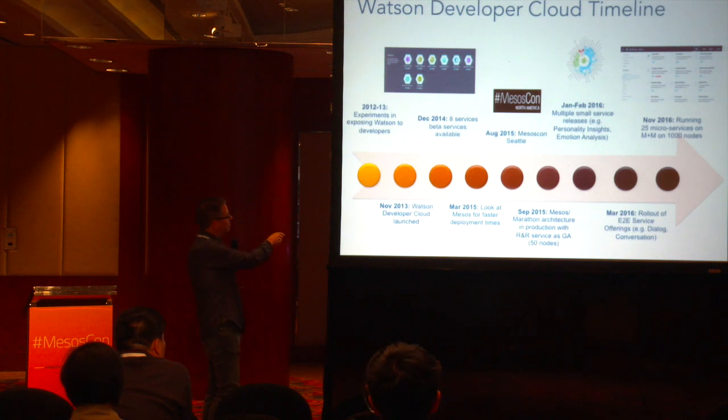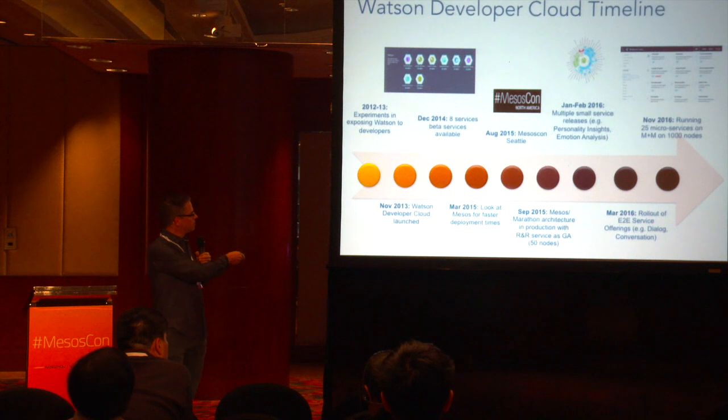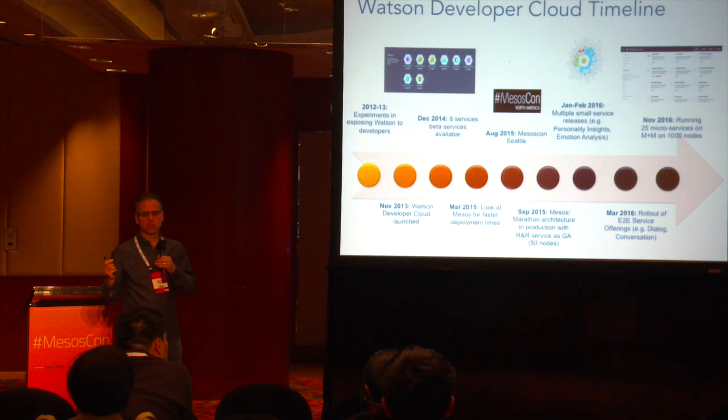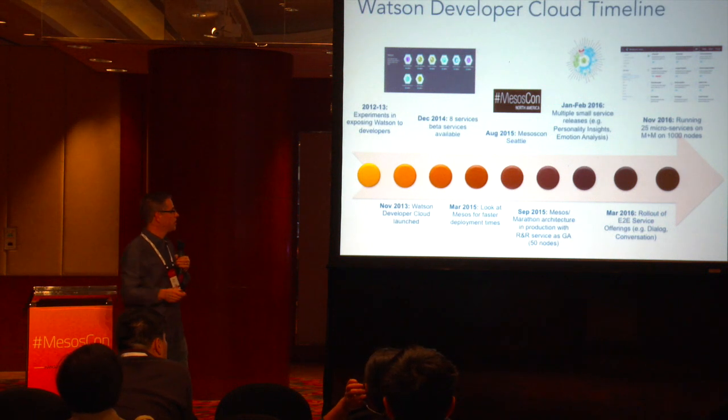A year after that, we hit some issues, which I'll talk about. Less than a year after that, we started moving to Mesos. And then 1 year ago, September 2015, we had our first Watson services running on production with Mesos and Marathon, the first on 50 nodes, basically. So it just started. So 1 year ago, we started it.